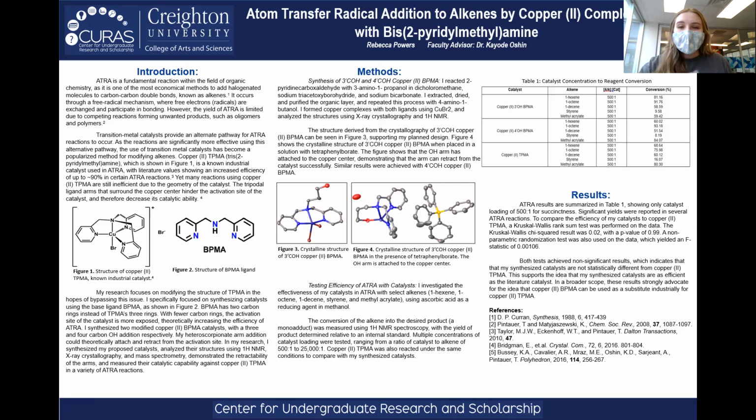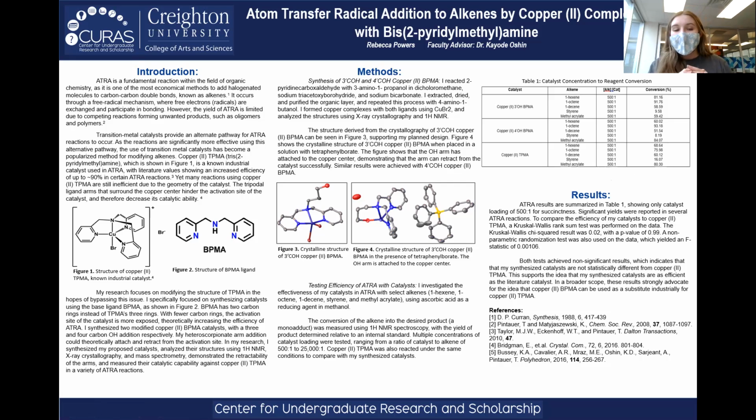And as you can see in these conversion percentages, which is essentially the efficiency of the reaction that we saw, and we monitored this through proton NMR of the products we produced in these reactions, my catalysts, the copper 3OH BPMA and the copper 4OH BPMA, are almost as efficient, if not as efficient, as TPMA. And in fact, in certain reactions, including ones closer to room temperature, we saw my catalysts were actually greater efficiency than TPMA.